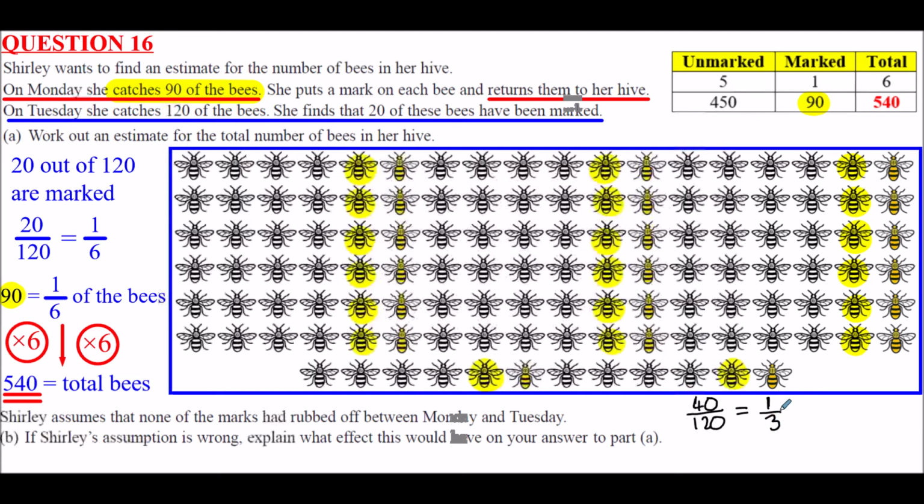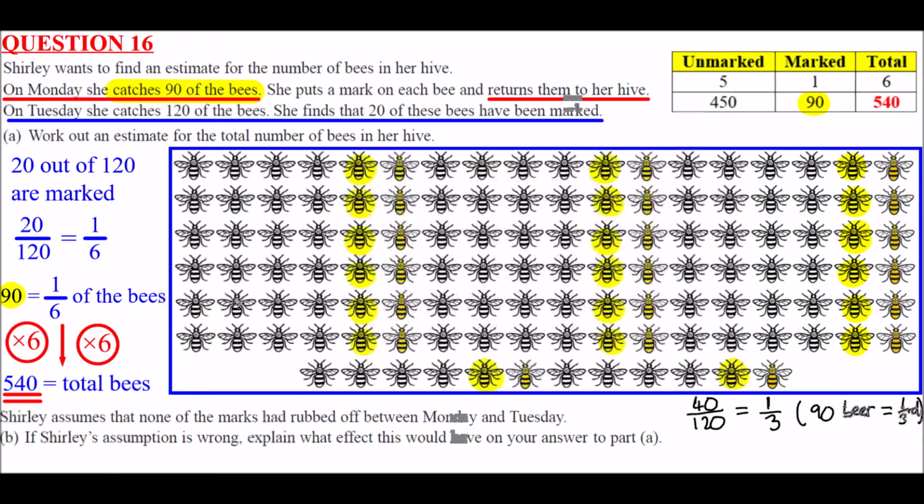So then 1/3 is 90 bees. If it were more bees that were marked, 90 bees would have been 1/3 of them. Times both sides by 3, that would have been that the total number of bees is 270. So actually, if Shirley's assumption is wrong, then part A would be an overestimate, because if more bees were marked, as you can see here, imagining that 40 were marked rather than the 20 she thinks, that would have actually halved the actual real total. So if she's wrong, this 540 would be an overestimate.